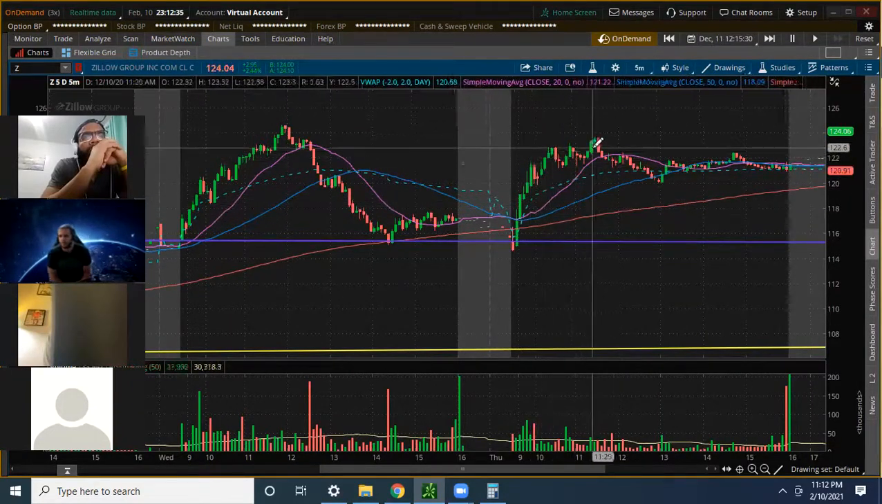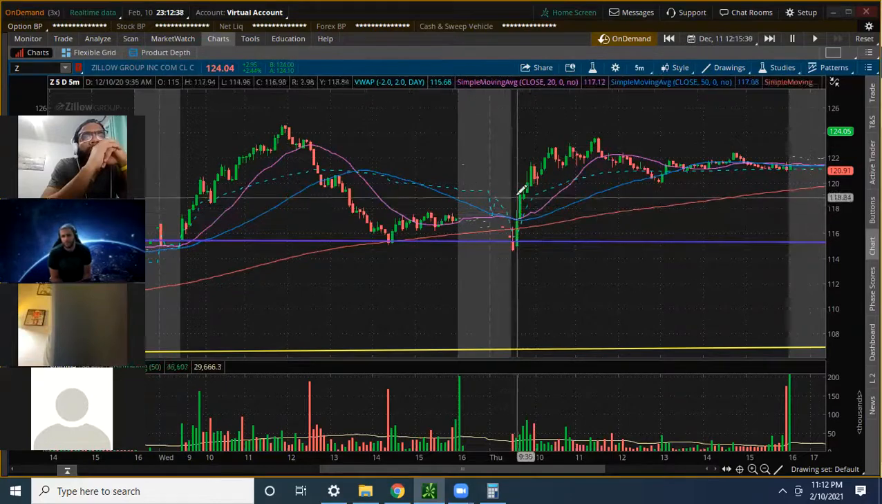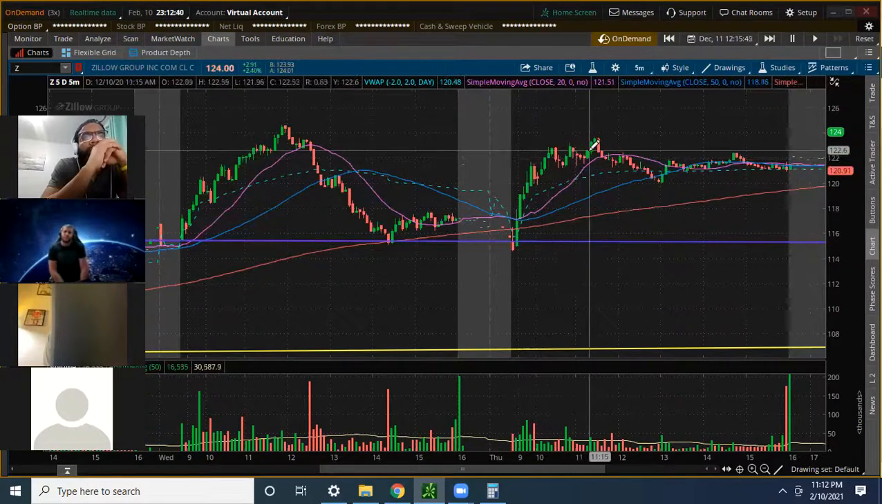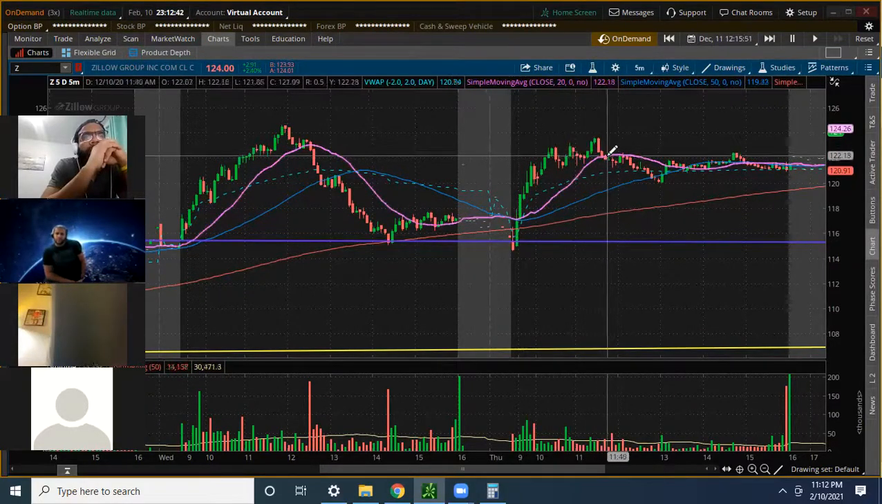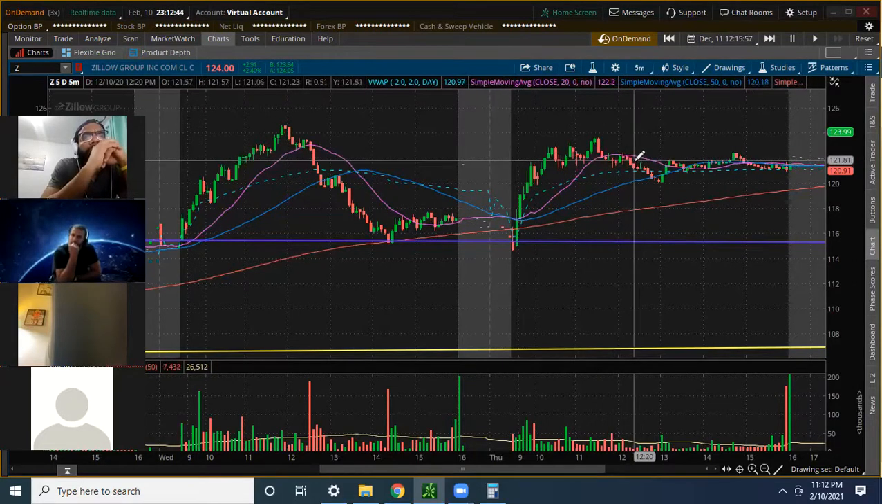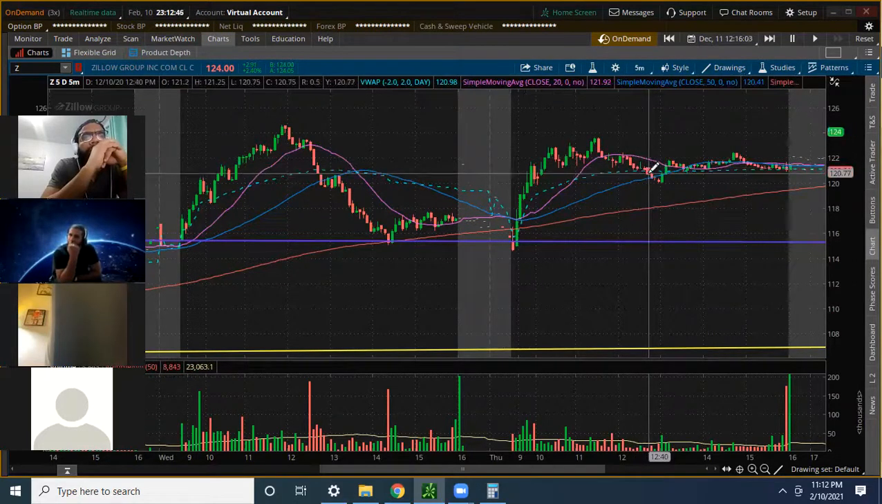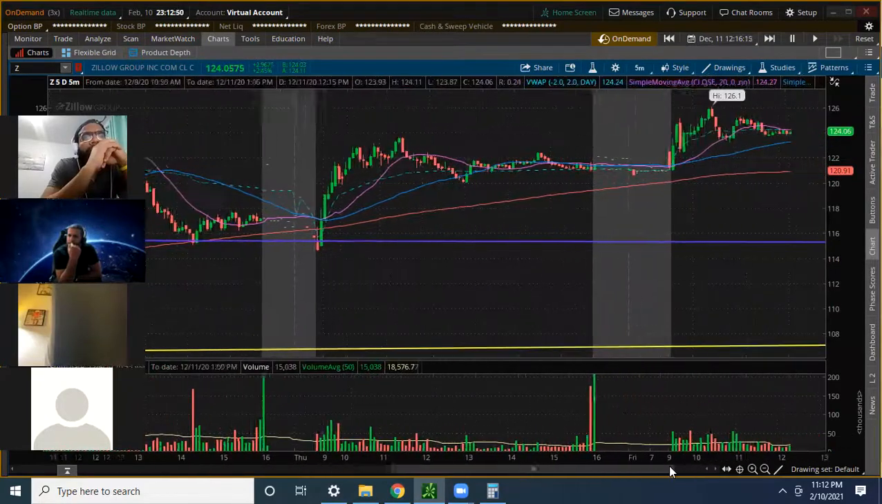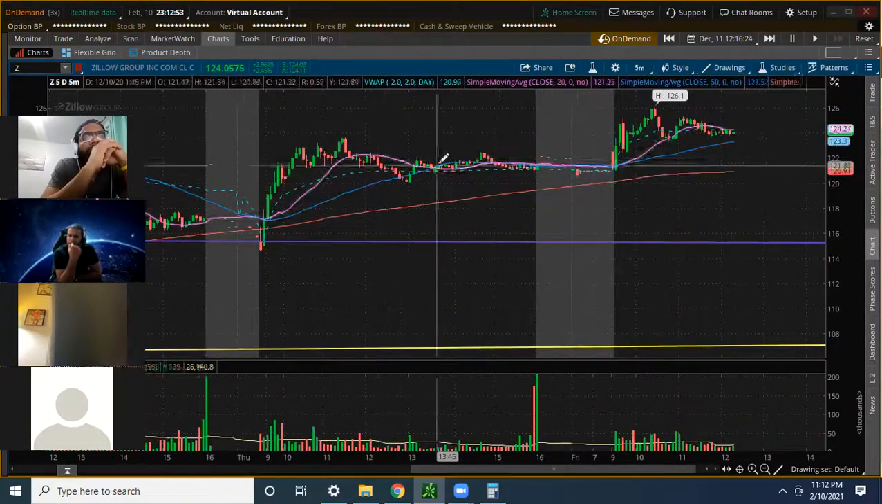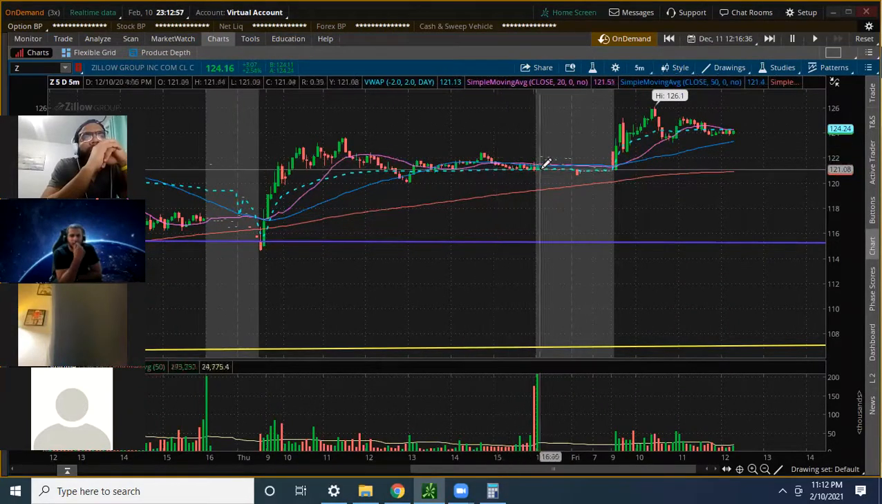Goes all the way up, and then you see it goes horizontal a little bit here and breaks the 20, and again follows the resistance and support of the SMAs. Goes all the way up, and then it consolidates a little bit using the VWAP as support.